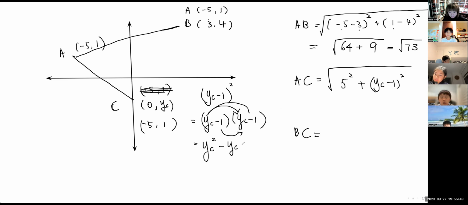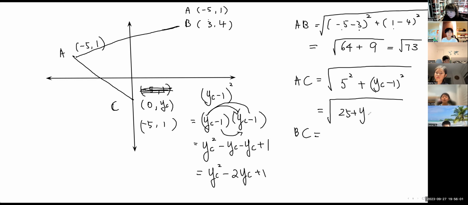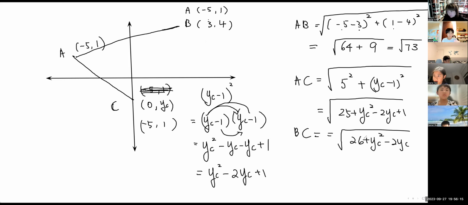OK，我再跟大家一起做一遍这个 yc squared 怎么做啊？yc minus 1 squared 是不是等于 yc minus 1 times yc minus 1, correct? So yc times yc equals yc squared. Yc times -1 equals -yc. And -1 times yc equals -yc. -1 times -1 equals +1. So yc squared minus 2yc plus 1. So equals 25 plus yc squared minus 2yc plus 1. So equals square root 26 plus yc squared minus 2yc, and that's it.